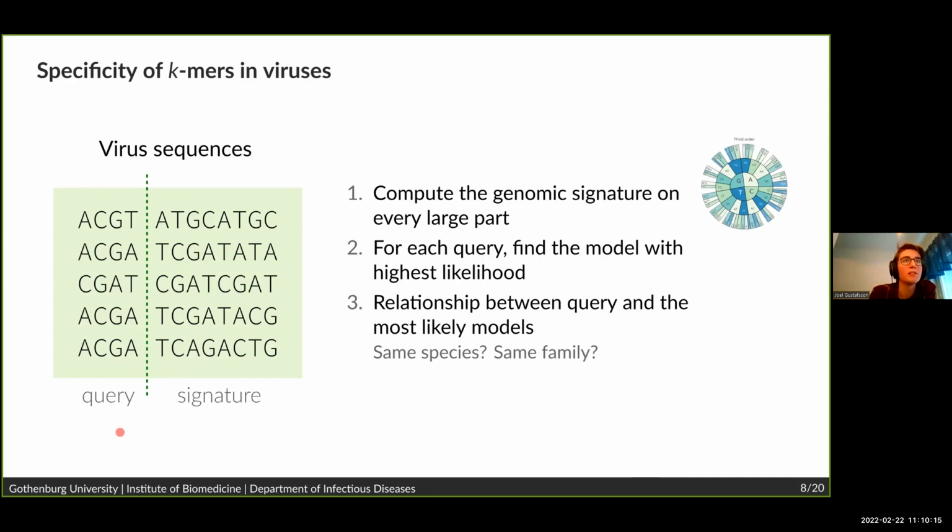So to do that, we split each virus sequence into two parts. We call one part the query, in this case, and another part the signature. And for each signature part, we compute our variable Markov chain. And that allows us to then score each query based on what has the highest likelihood of sort of coming from the same sequence originally. And then we look at, are those two from the same species? Are they from the same family? Or what are the other types of relation we can see here?